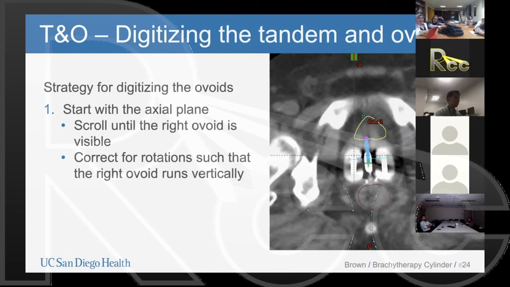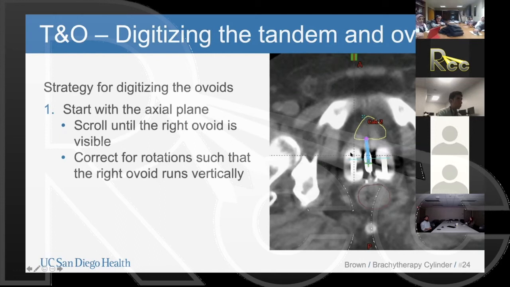I'm going to start by looking at the plane. I'm going to be scrolling through this axial plane, superior end of the patient, inferior end of the patient, always looking now at the right ovoid. Okay, so you can see this cylindrical portion of the ovoid. This is the plastic that the central catheter is running through. And here we see the central metal channel of the ovoid. So I'm going to be scrolling through the axial images, and here I'm looking again to fix rotations. Sometimes we see an ovoid that comes into the patient like this.